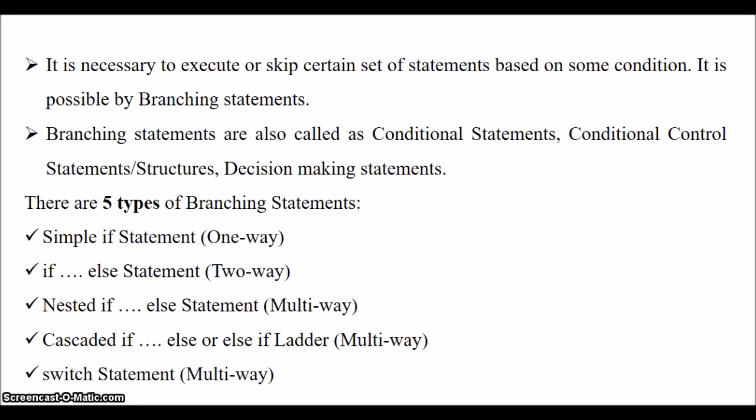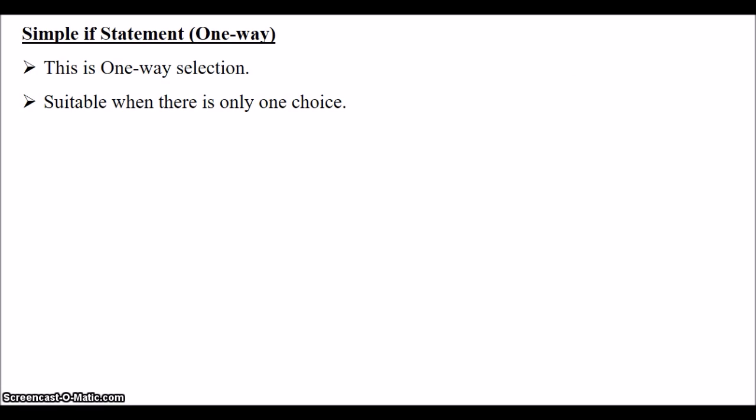In such situations, we are going to use branching statements. There are totally 5 types of branching statements: simple if statement, if else statement, nested if else statement, cascaded if else, also called the else if ladder, and switch statements. We'll check them one by one. We'll start with the first branching statement, the simple if statement.